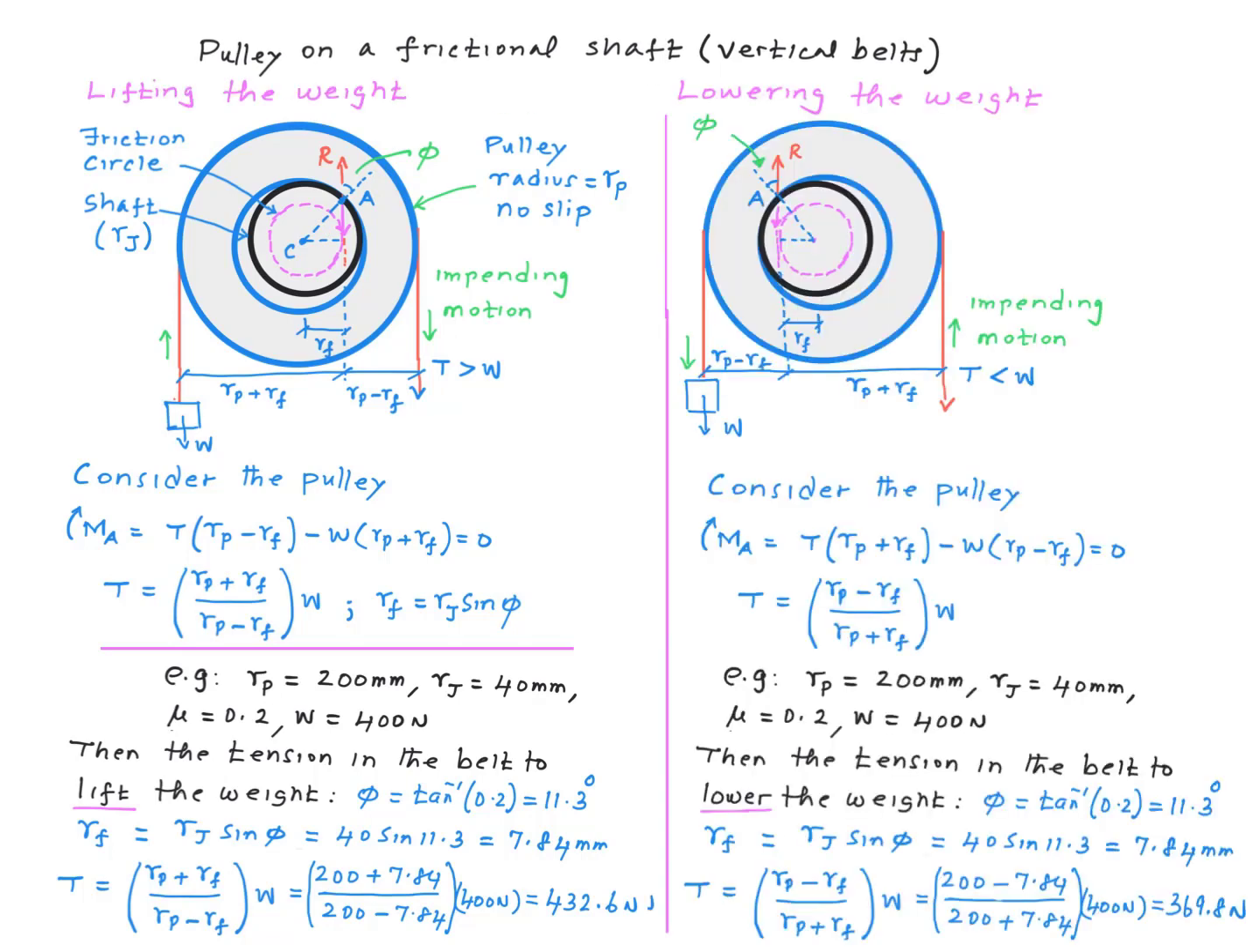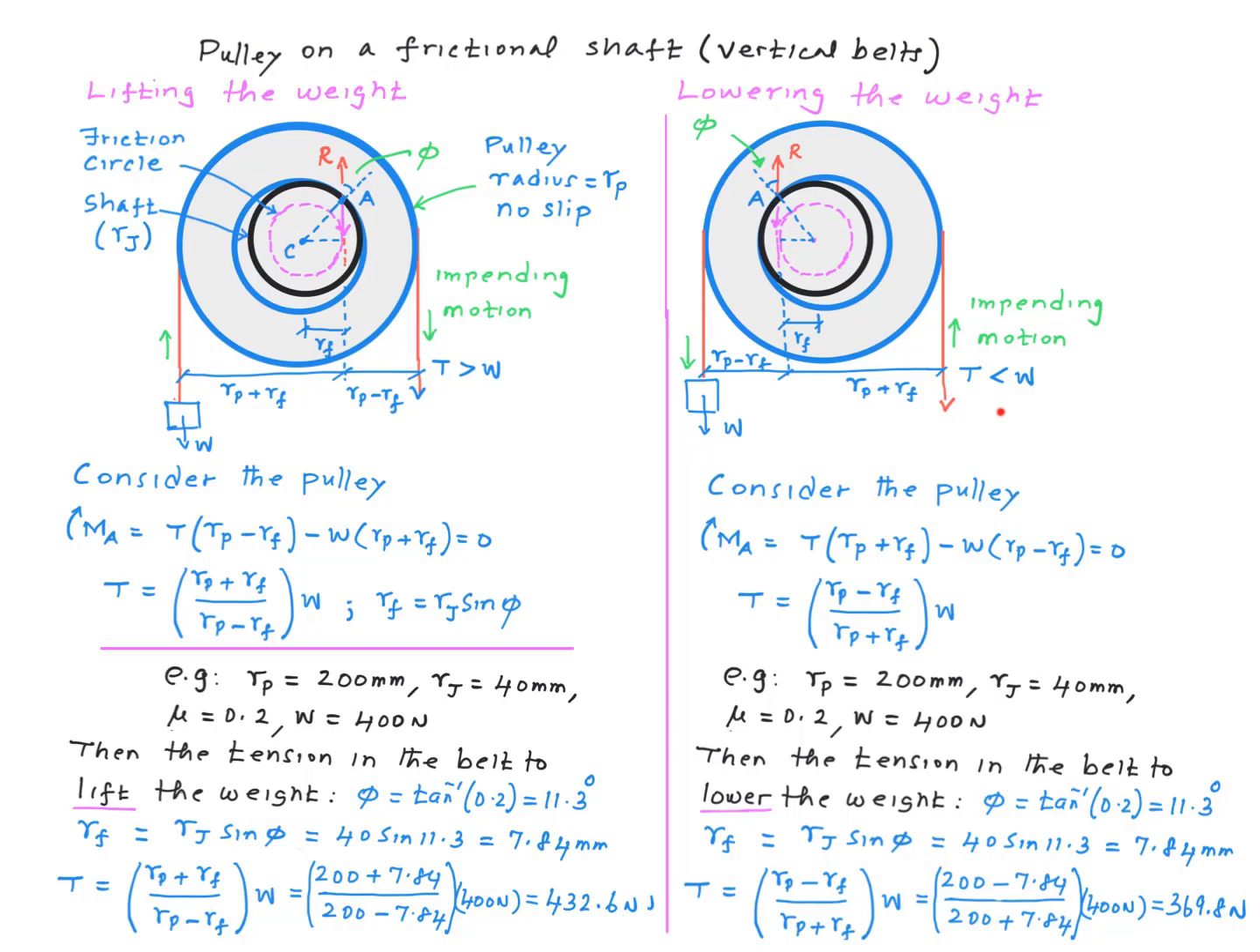Is there a big difference in the analysis if the impending motion is the other way around? The answer is no. They're very, very similar. Let me just highlight the key differences and then you can go ahead and follow the details yourself. So this is the case if you are lowering the weight, right? So the impending motion is indicated by the green arrows here. So it's opposite to what we had over here, right?